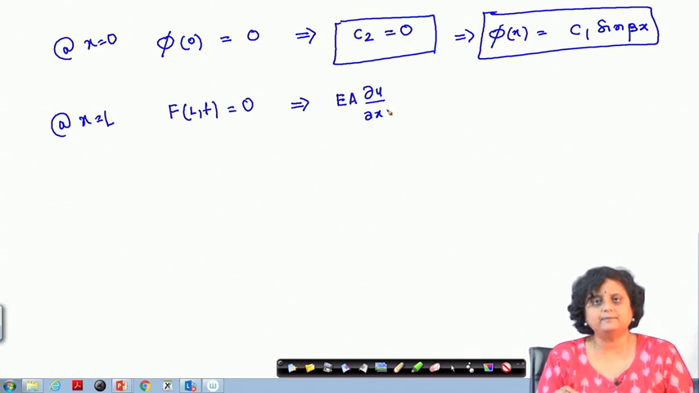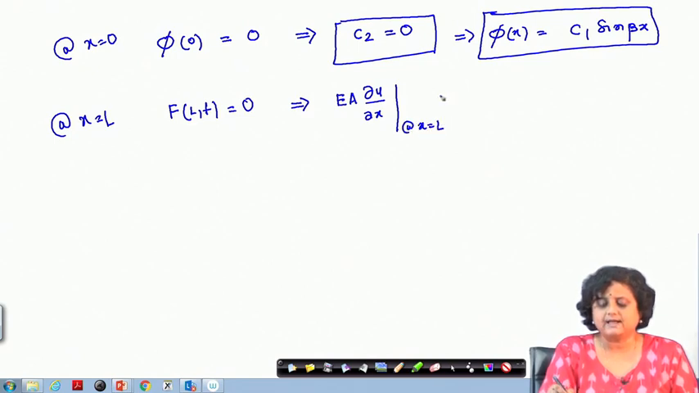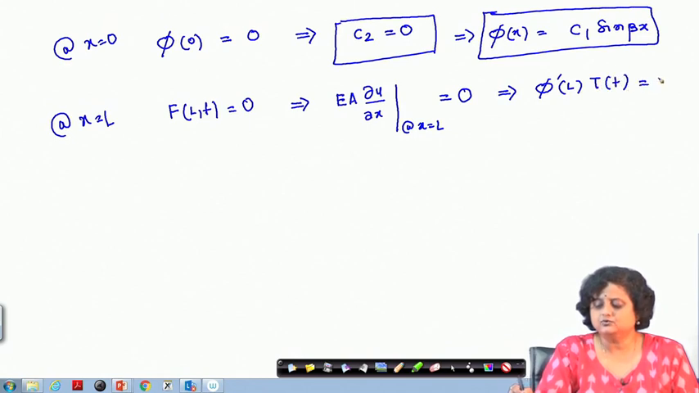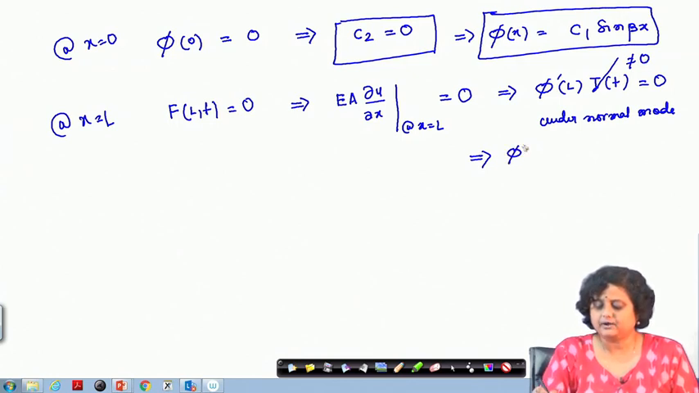Which in turn can be written in terms of the displacement as E A del u by del x at x equal to L, and that is equal to 0. So, this can in turn be written as phi dash L into T t is equal to 0 under normal mode of vibration. Therefore, T t again cannot be equal to 0 for all time instances t. So, I am left with phi dash L is equal to 0.